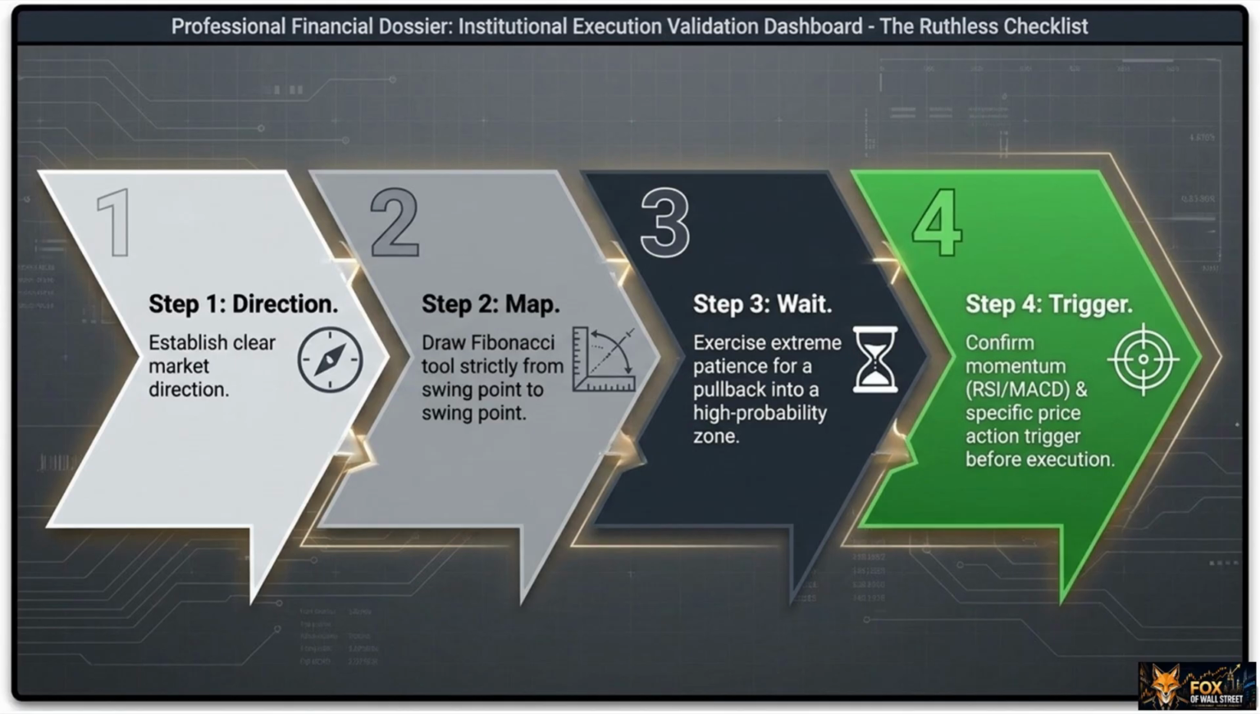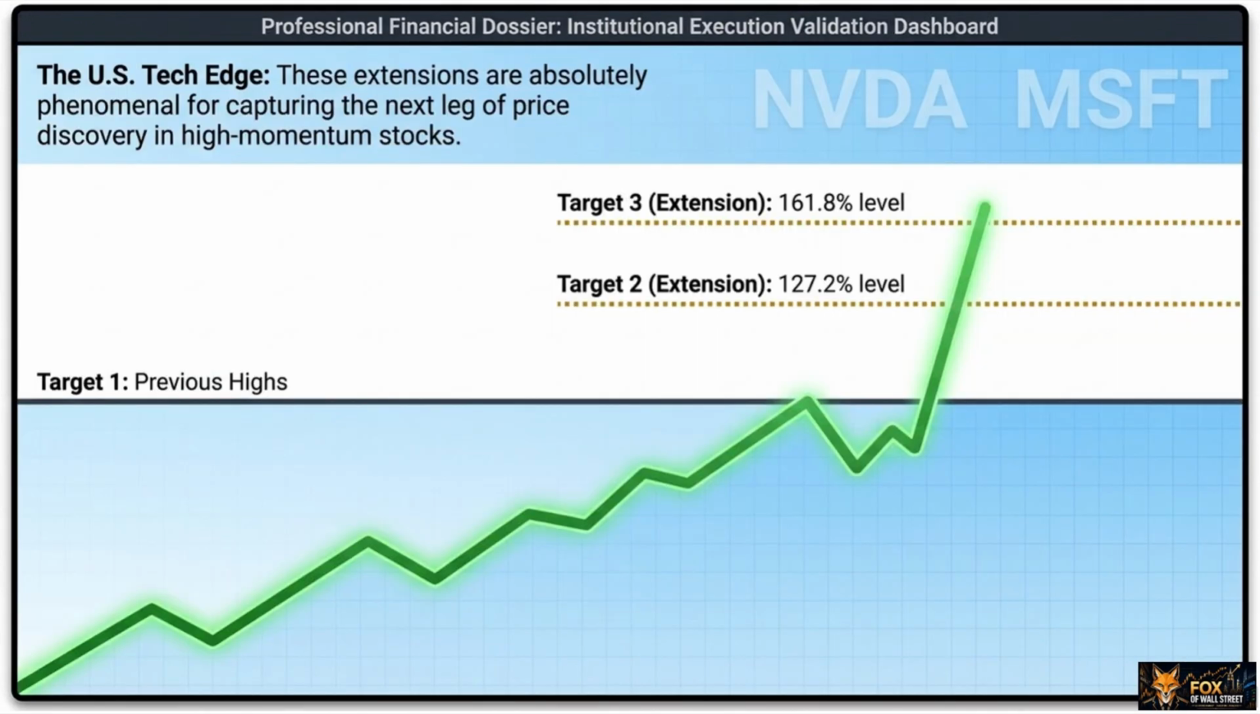Part 4. The swing trading workflow. Step-by-step execution. All right, so here is your systematic workflow. First up, establish a clear market direction. Then draw your Fibonacci from swing point to swing point. Now comes the really hard part, waiting patiently for the pullback into your high probability zone. Once it actually hits, confirm that momentum using your RSI or MACD and look for that specific price action trigger. And for profit targets, you can look to previous highs or use Fibonacci extensions like the 127.2% and 161.8% levels.